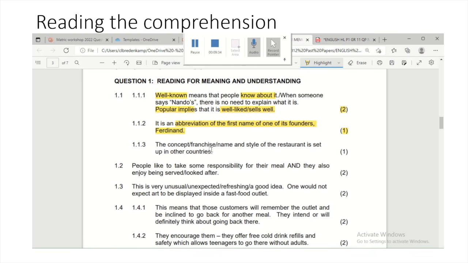The concept, franchise, name, and style of the restaurant is set up in other countries. So if you said the restaurant name, the franchise, anything like that is set up in other countries, meaning it's like a little export, like the way that we export fruit in South Africa. And that is for 1 mark over there. I've made 1 point. I know that I am going to get the mark.